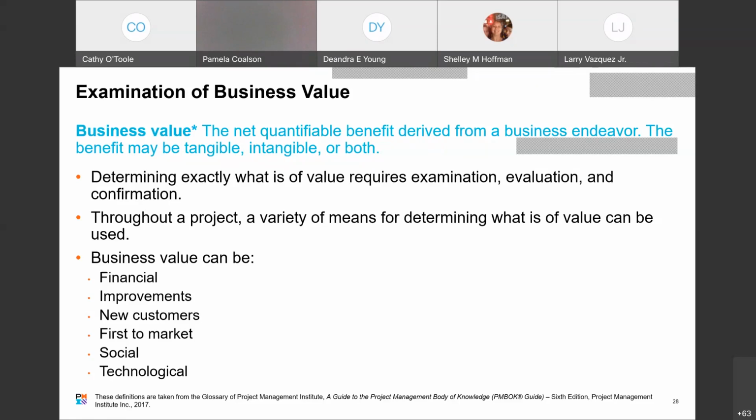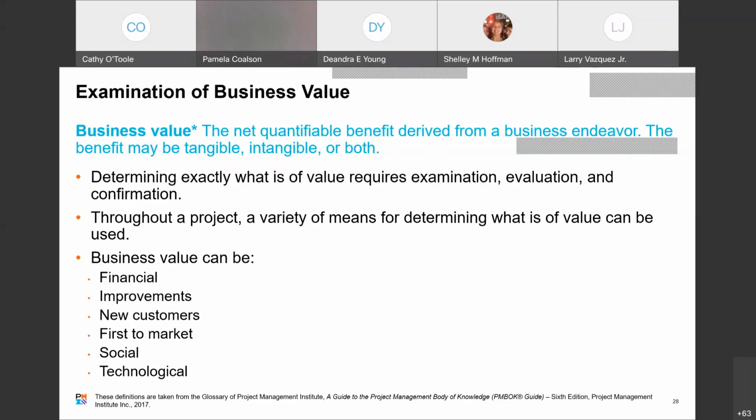So how do you determine what the business value is? Determining it requires examination, evaluation, and confirmation. And throughout a project, there's a variety of means for determining what is of value that can be used. So like I said, it can be financial. We're going to bring in revenues. It can be improvements that are going to shorten the time it takes us to do something. It will bring us new customers. It brings us the first in the marketplace.